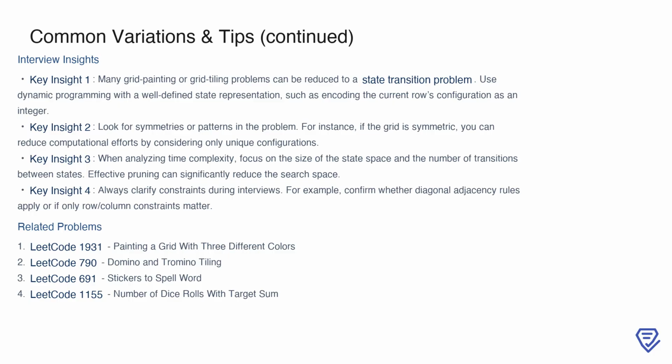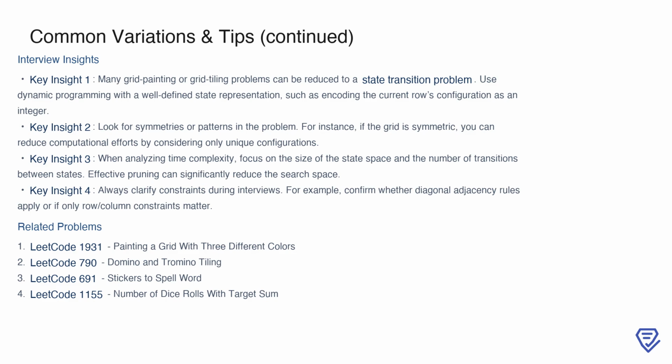When evaluating time complexity, it's important to consider the size of the state space and the number of transitions between states. Effective pruning can dramatically reduce the search space. Lastly, always clarify constraints during interviews. For example, confirm whether diagonal adjacency rules apply or if the constraints are limited to rows and columns. These insights will not only help you solve the problem but also demonstrate a structured approach to problem solving.